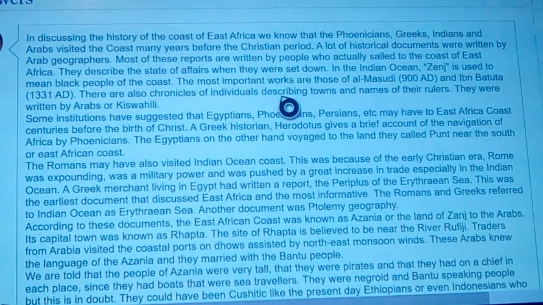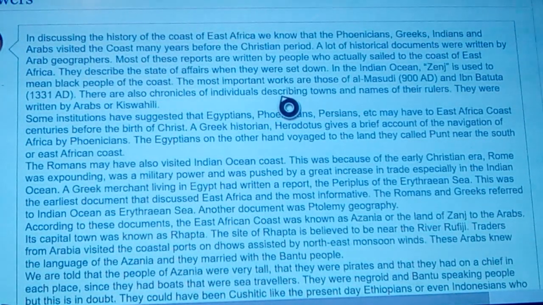It says, in discussing the history of the coast of East Africa, well, I thought we were talking about the Indian Ocean trade, but maybe she'll get to other parts of it. The coast of East Africa. We know that the Phoenicians, Greeks, Indians, and Arabs visited the coast many years before the Christian period. Yeah, we know that. And a lot of historical documents were written by Arab geographers. Sure, yeah. Many of these reports are written by people who actually sailed the coast of East Africa. They describe the state of affairs when they set down in the Indian Ocean.